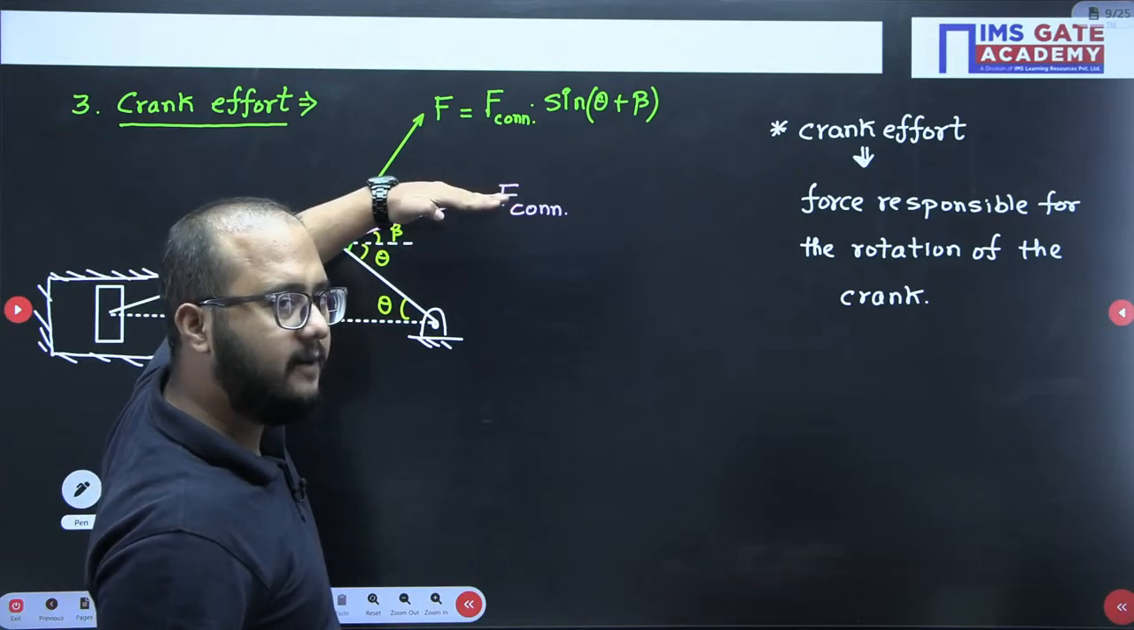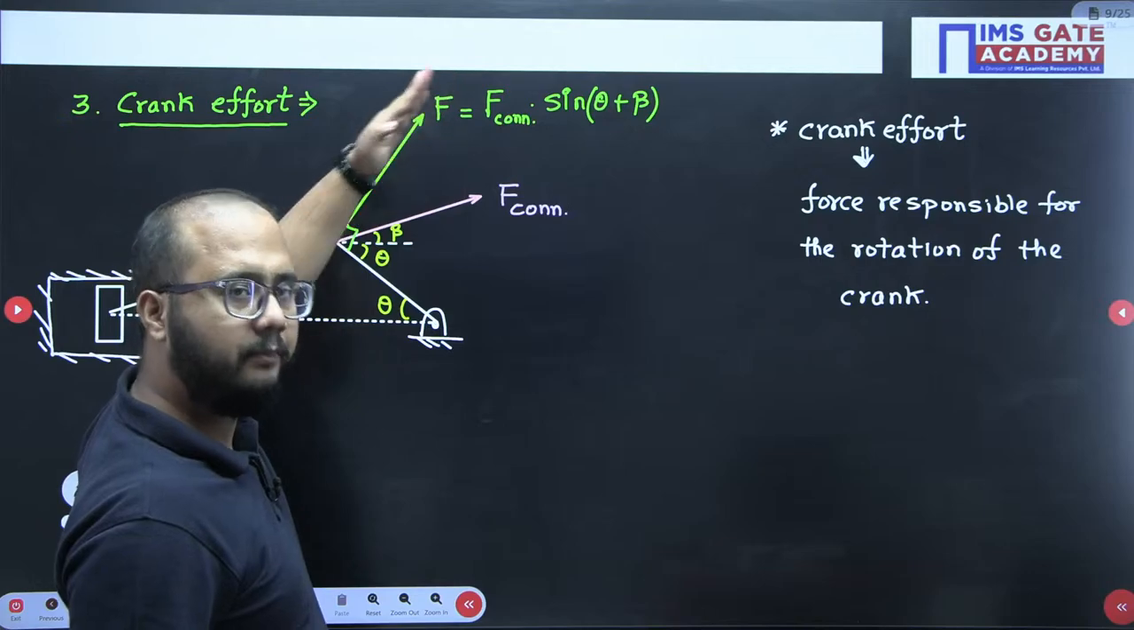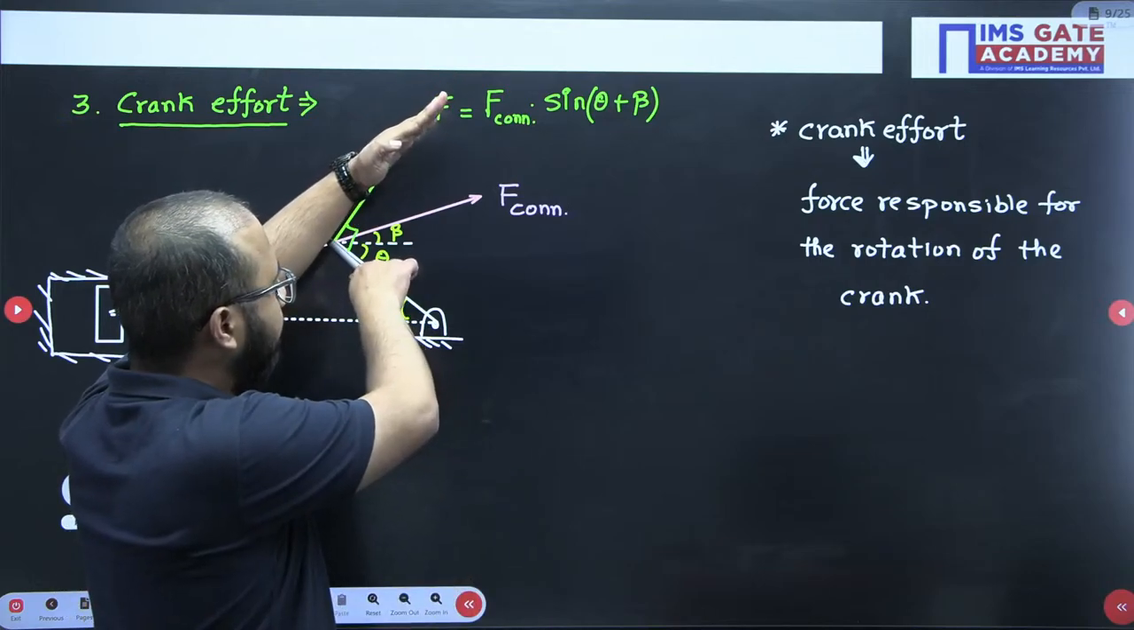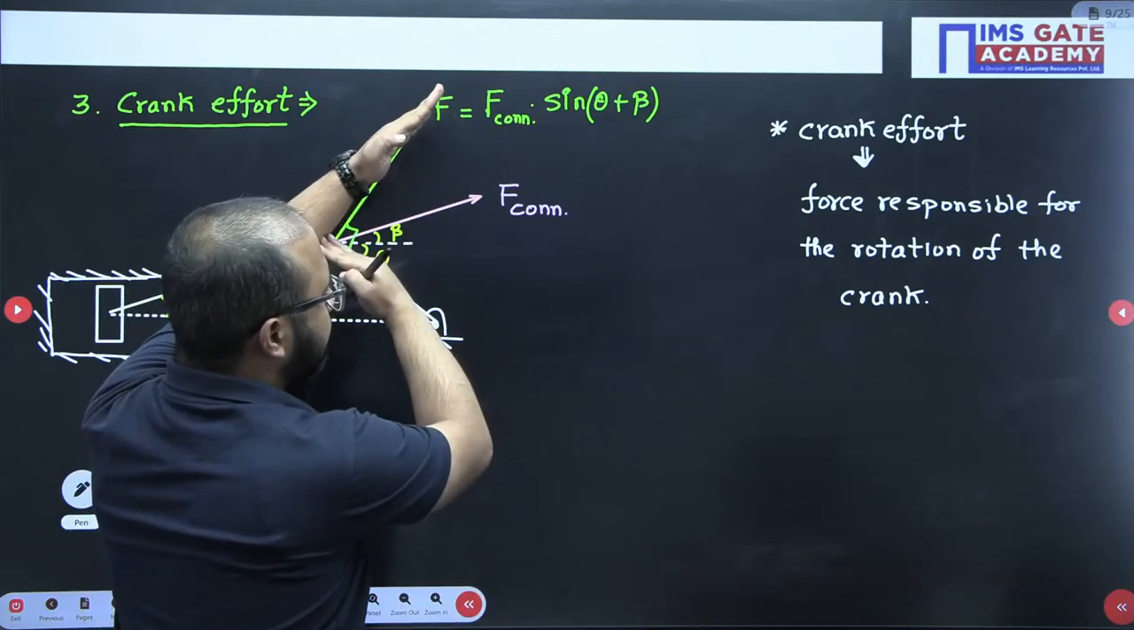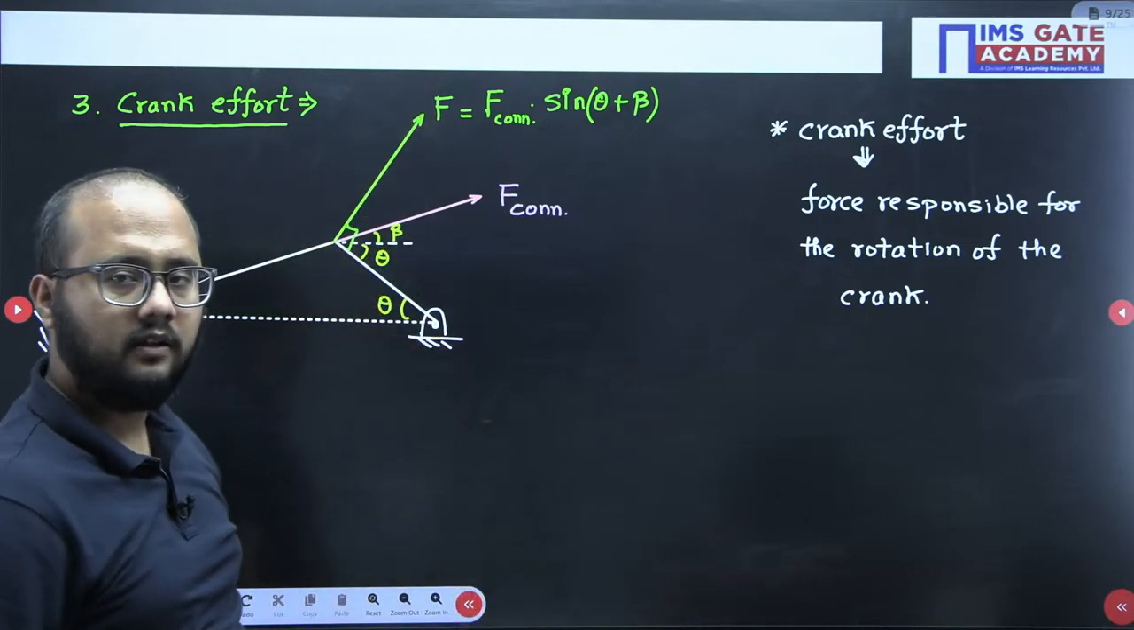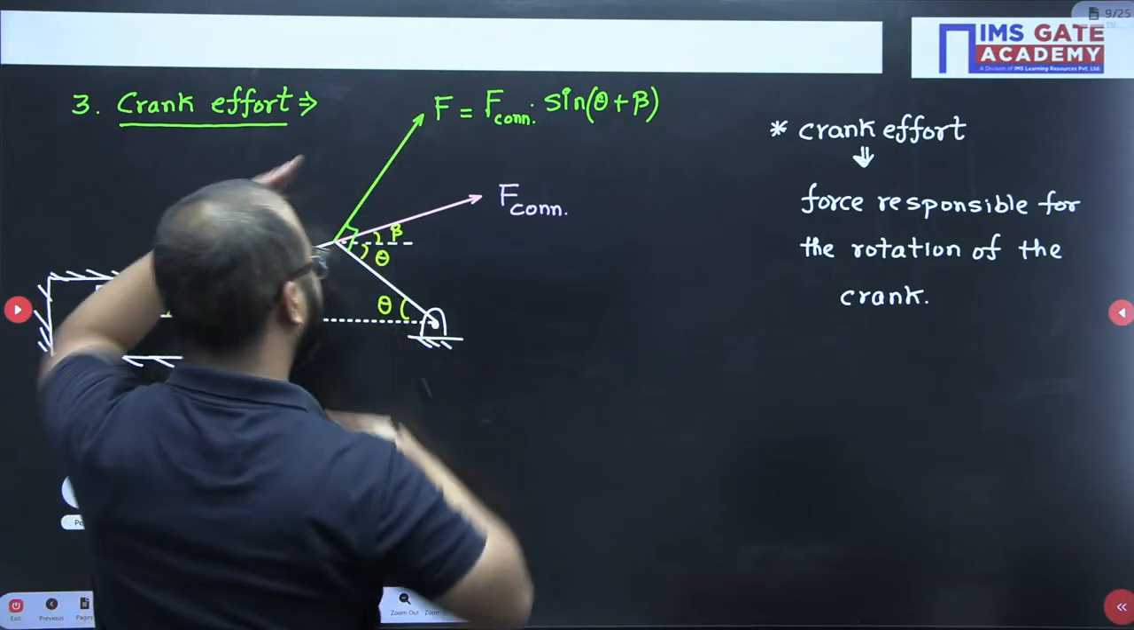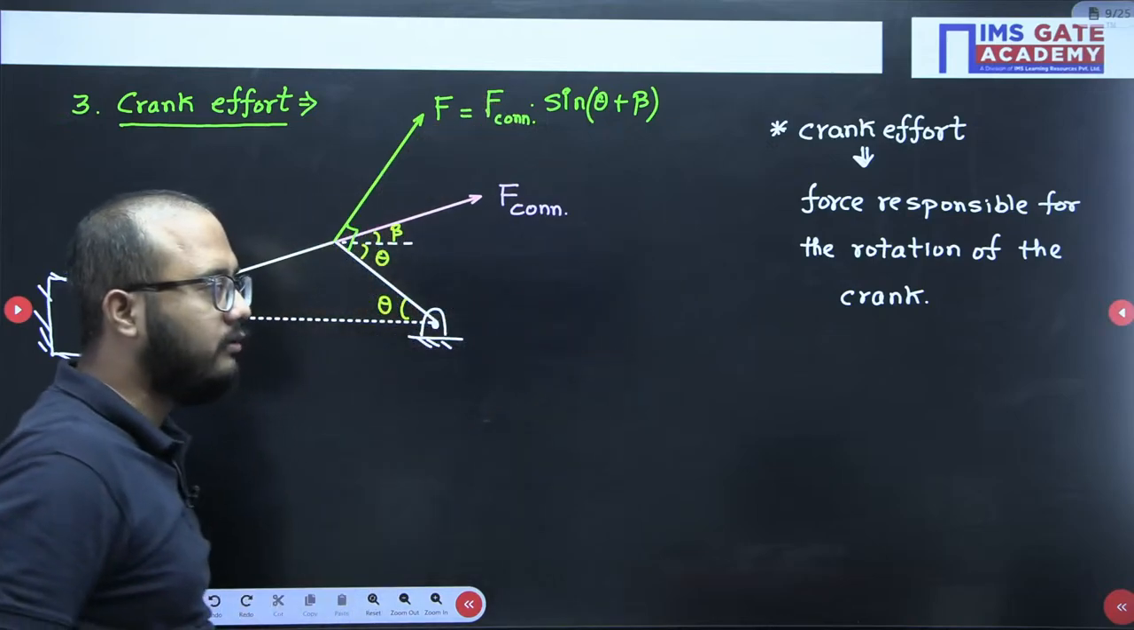If I take the vertical component of this force, it will be like this, perpendicular to the crank. So this is the crank and this is the crank effort force. Perpendicular to this crank, this force is acting, which is responsible for the rotation of the crank.